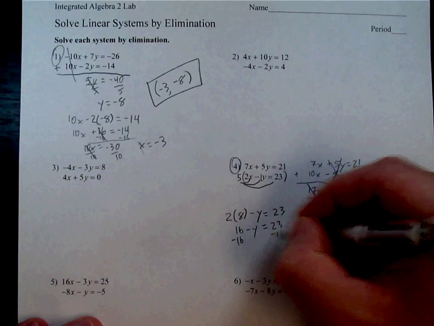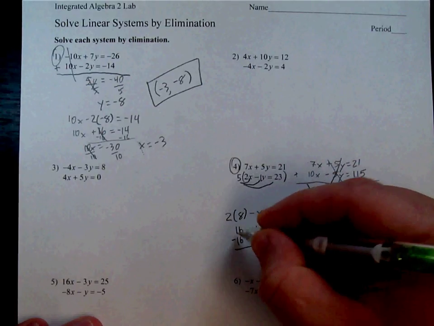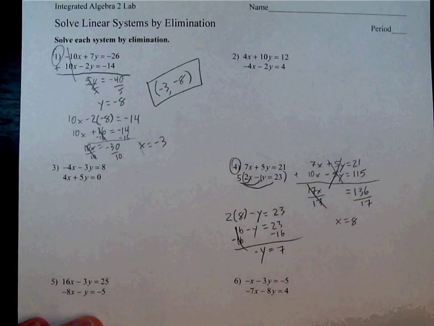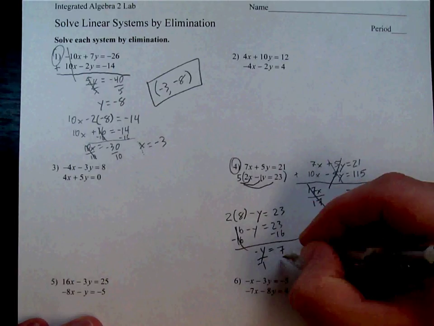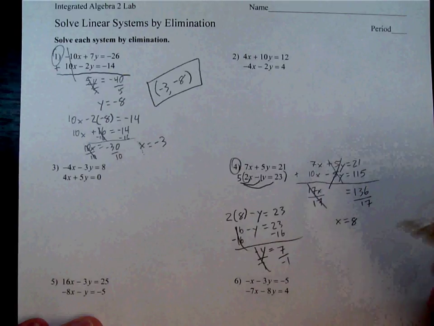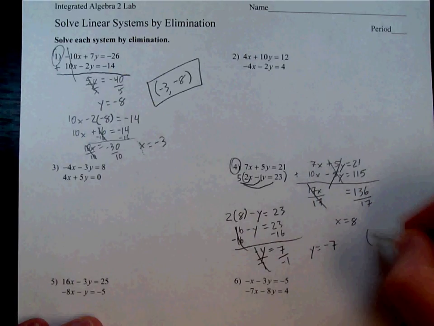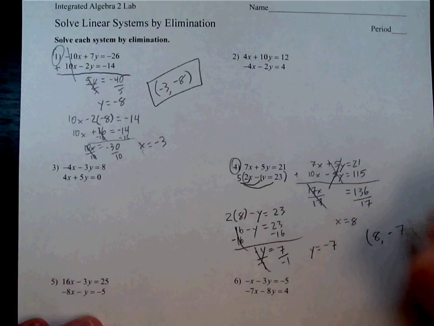Subtract the 16. y equals 7. I've got to divide by a -1 because I want a positive y. So y is equal to -7. So my answer, 8, -7.